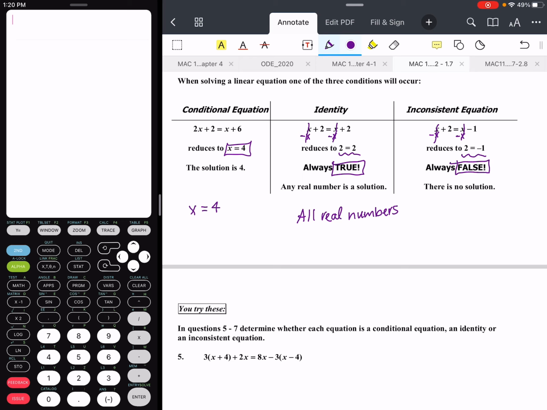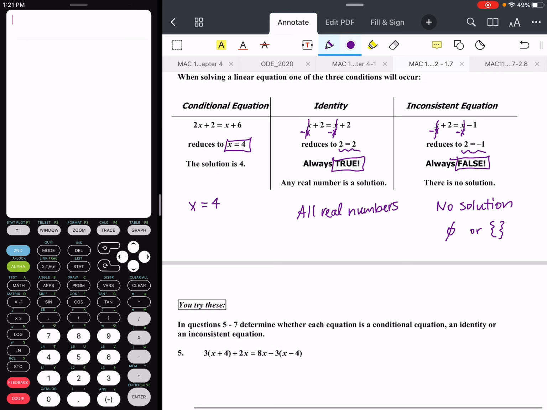2 doesn't equal negative 1 last time that I checked. Because that's a false statement and the variable has gone bye-bye, we have an inconsistent equation there. It can never be true. So if we're asked for a solution, we would say there is no solution. So that would be our answer. And in case you haven't seen this before, sometimes we use these symbols or just an empty set, so 2 braces with nothing inside of them to represent no solution.